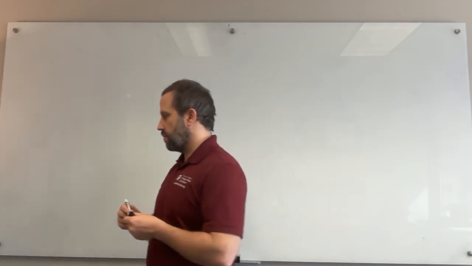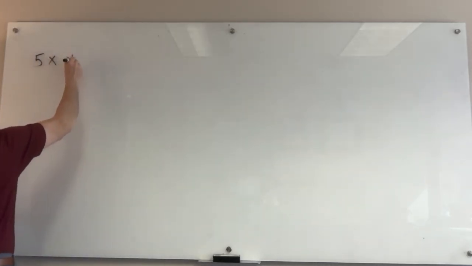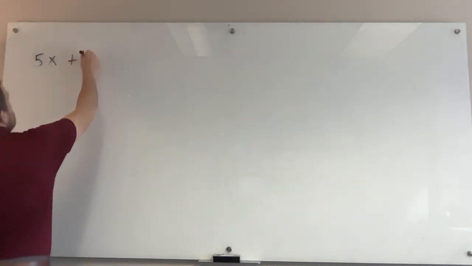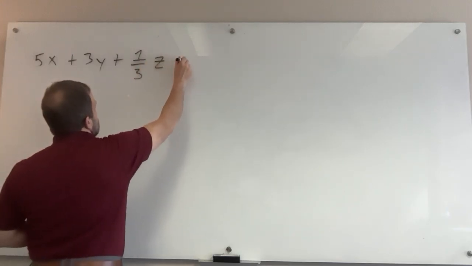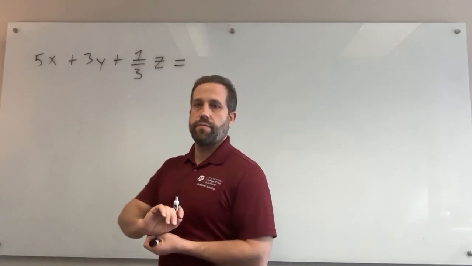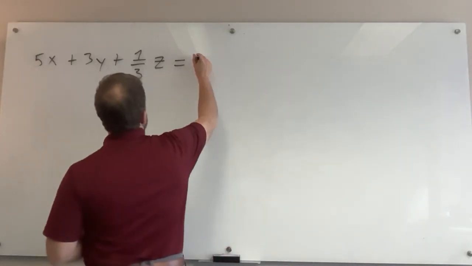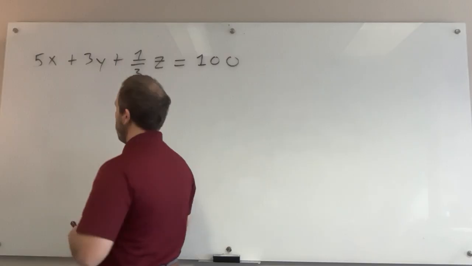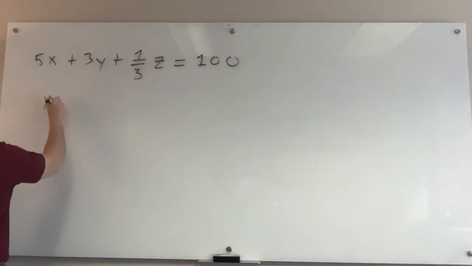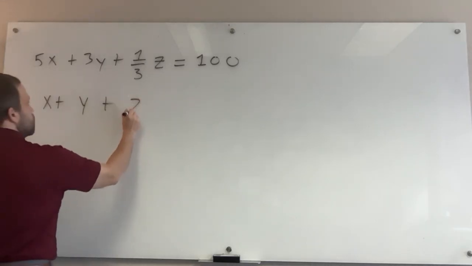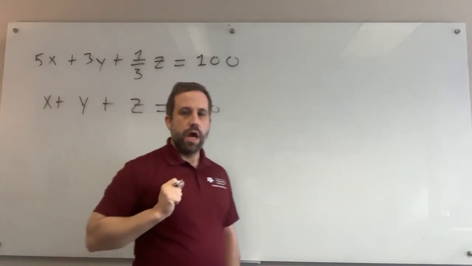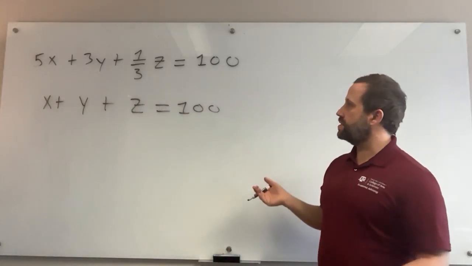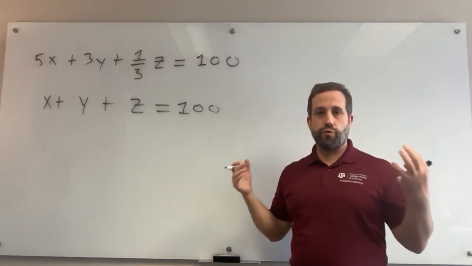Okay, so we've got something like 5x plus 3y plus 1/3 z, and in the particular formulation of the book, you spend 100, so 100 coins, and then you buy 100 fowls. So you have x plus y plus z is also equal to 100. Now this is a system of two linear equations in 3 unknowns.